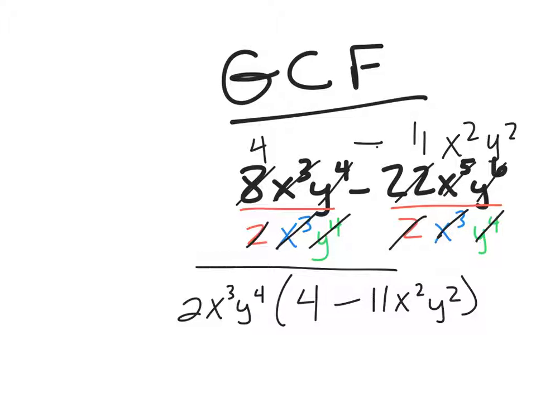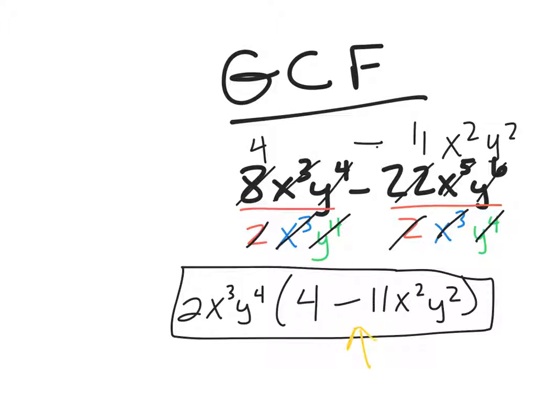And this right here is factored by GCF. There's nothing else I can do. So one thing you might want to look at is, here's a difference. Is this a difference of perfect squares? 4 is a perfect square, but 11 is not. So I'm done. All right, let's go to the next screen.